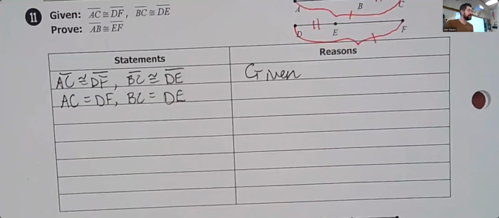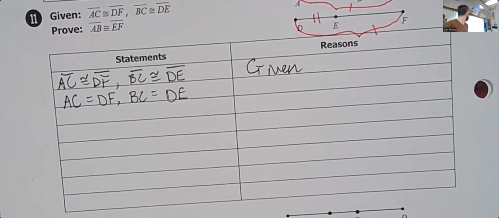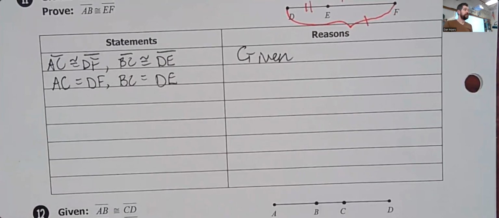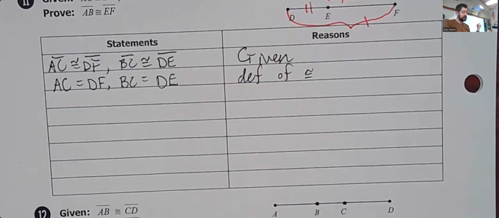And the reason why we're doing this is because we're going to end up writing some equations, and we need to write equations with equal signs and not congruent symbols. So what do we just use to say that? Definition of congruent, yeah. Anytime you go from congruent to equals or equals to congruent using the exact same stuff, it's definition of congruent.